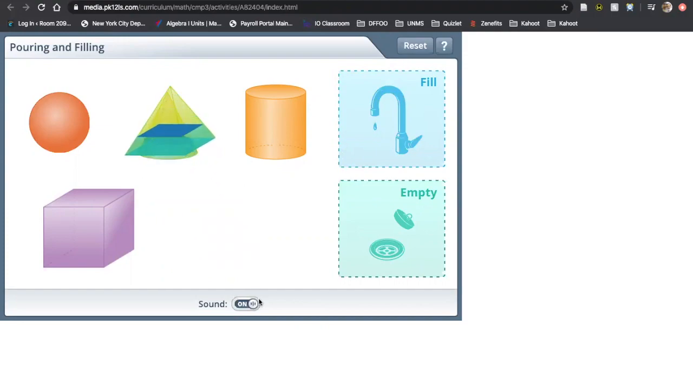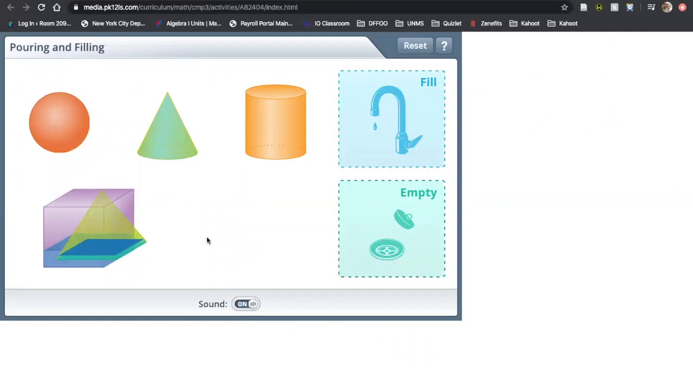So I could drag it on top of here. That's going to fill that up there, right? So that completely filled the cone. I've got a little bit of water left over here, right? So one relationship between these 2 shapes is, let's see how many times I can fill up the pyramid and use the pyramid to fill up the cube.